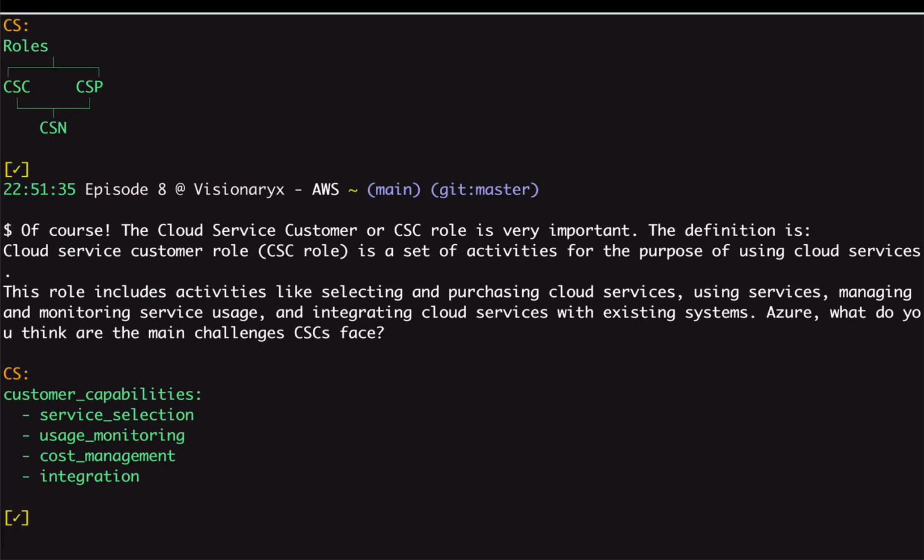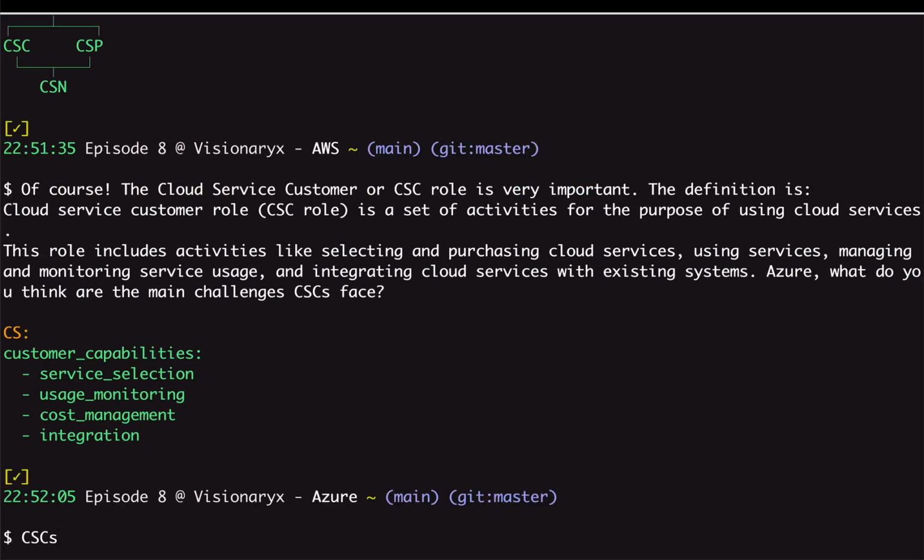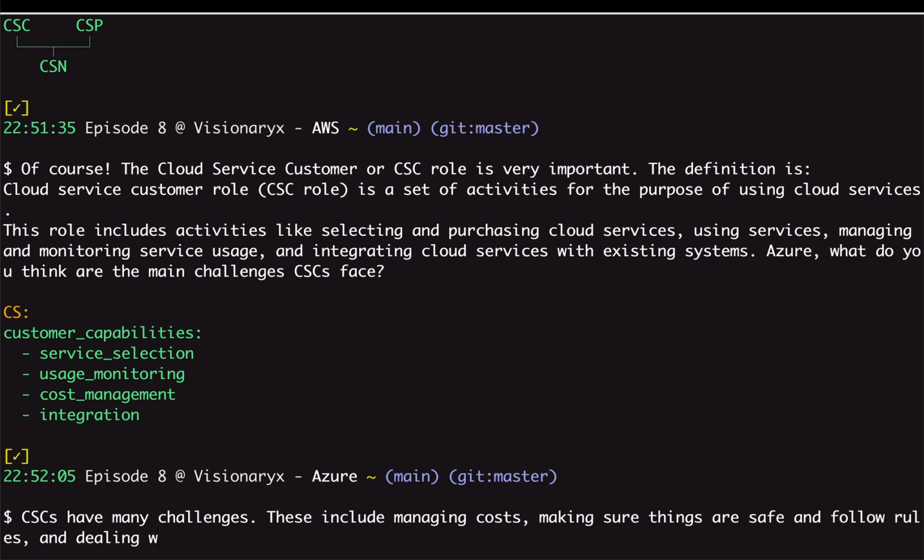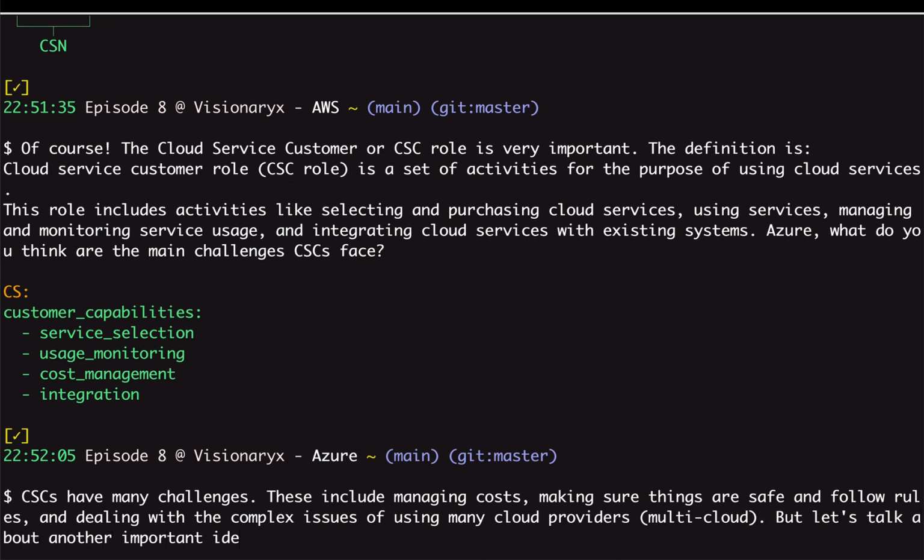Azure, what do you think are the main challenges CSCs face? CSCs have many challenges. These include managing costs, making sure things are safe and follow rules, and dealing with the complex issues of using many cloud providers, multi-cloud.